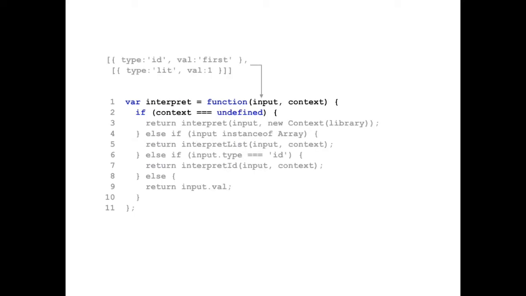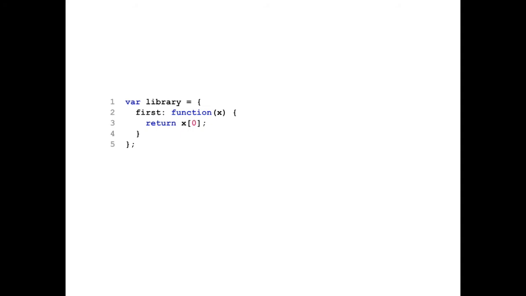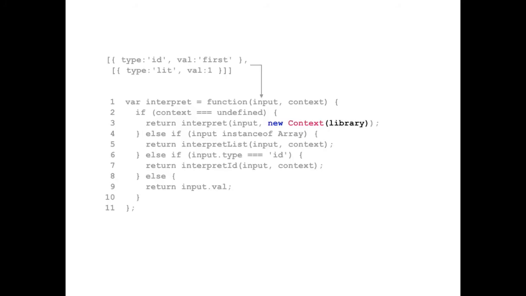So we've got no context when we start off, so we need to make one. So we call new context and we pass in library. And library is the extensive library of functions that is built right into this toy Lisp, i.e. just the first function. So let's remind ourselves that first just takes some sort of array, returns the first item. So now we've got our context, and we can call interpret again, but with exactly the same input, but we can actually finally start dealing with the input.